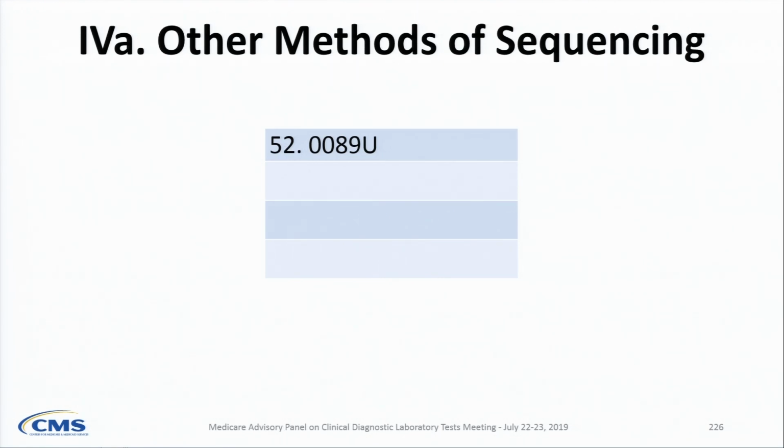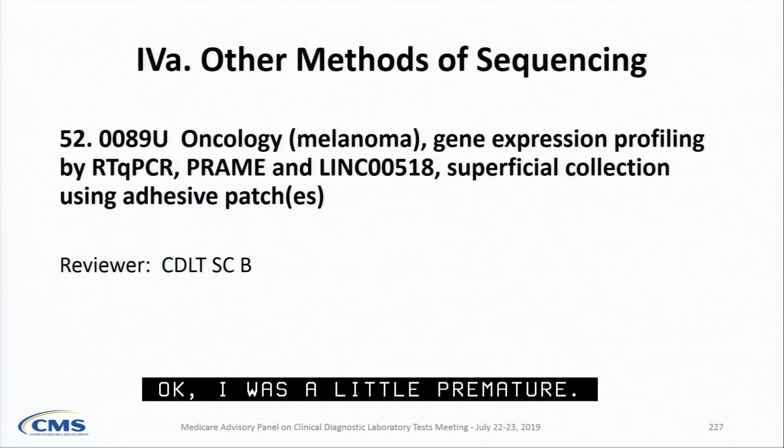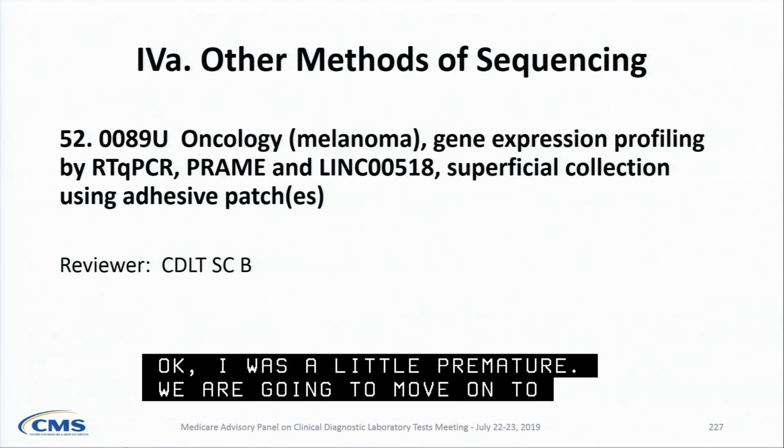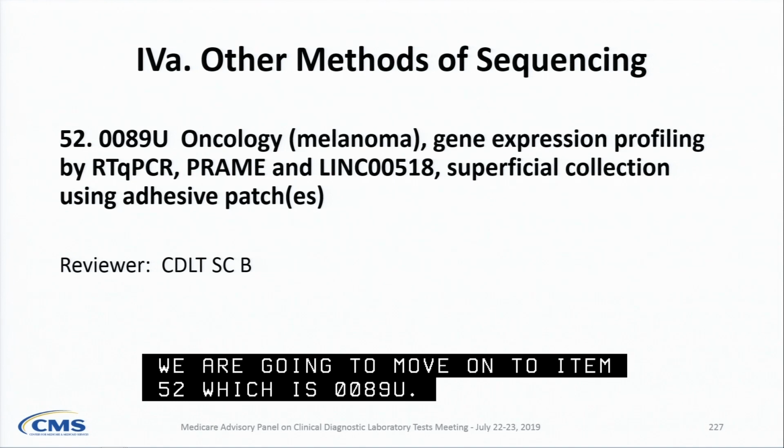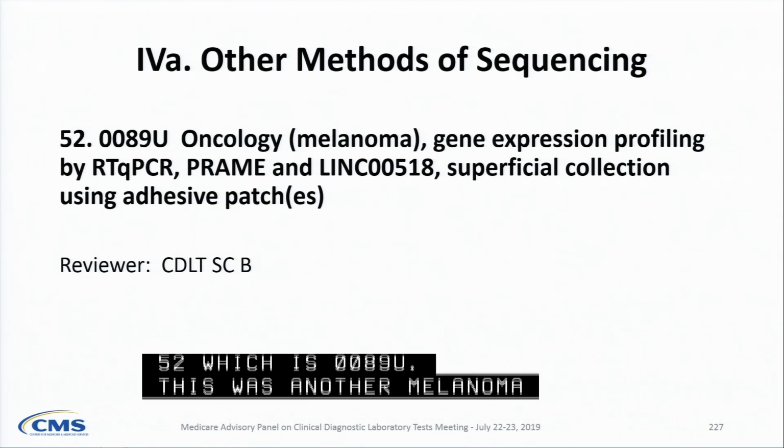Okay, I was a little premature. The voting was still going on. So we're going to move on to item 52, which is 0089U. And this was another melanoma oncology test, and it was reviewed by Subcommittee B as in boy.